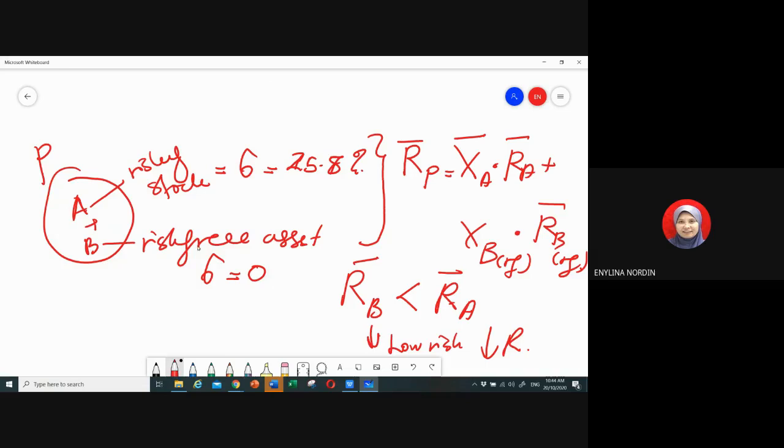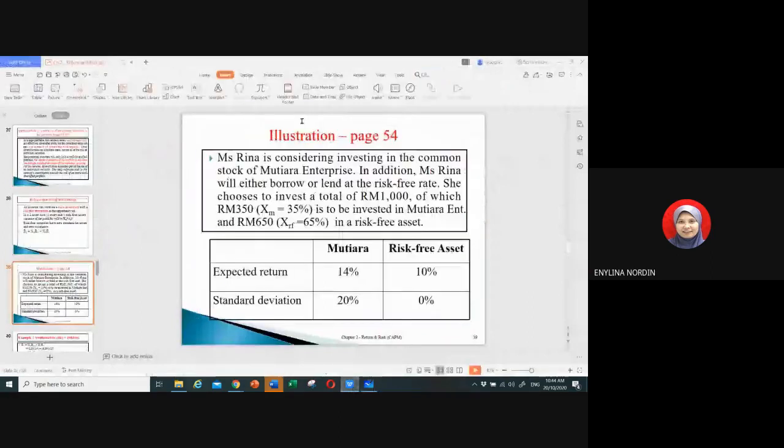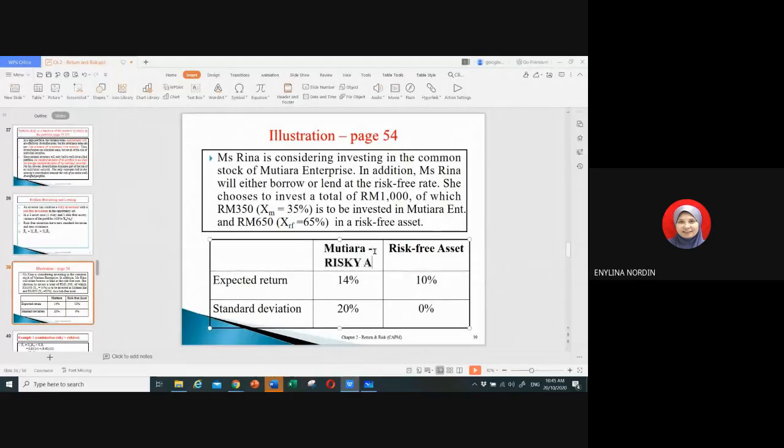Okay, right. Look at this example. It is shown here. Let's say Miss Rina is considering to invest in two assets, Mutiara, and another one in a risk-free asset. Expected return 14% untuk Mutiara, untuk risk-free asset 10%. So as returns on the risk-free asset is lower than Mutiara, Mutiara is the risky asset. I just put here, it's a risky asset. So then you can put a note. It's a risky asset. Alright.